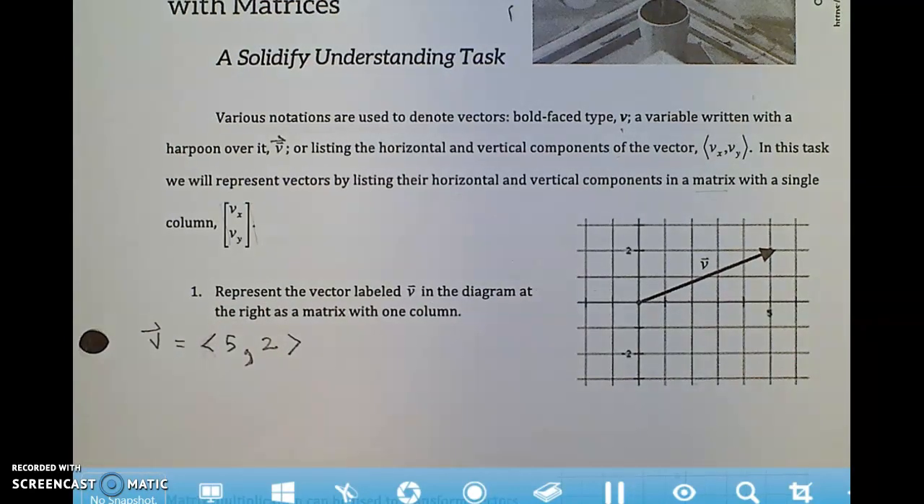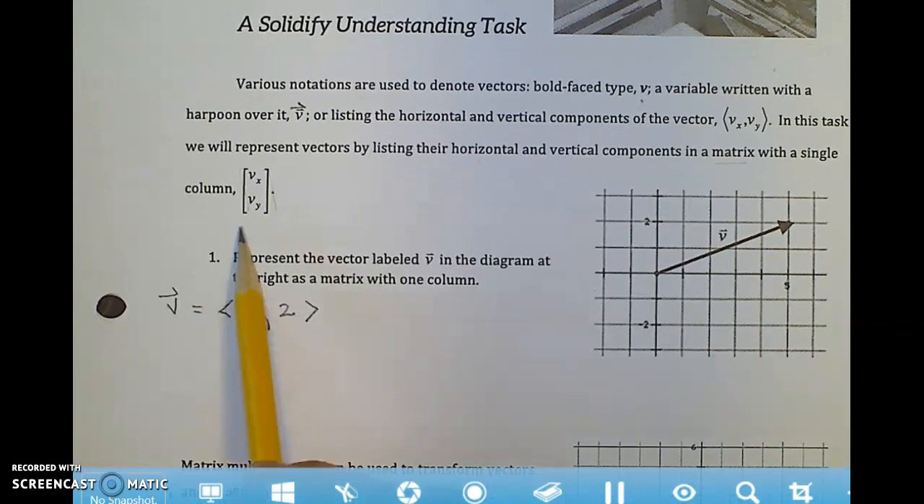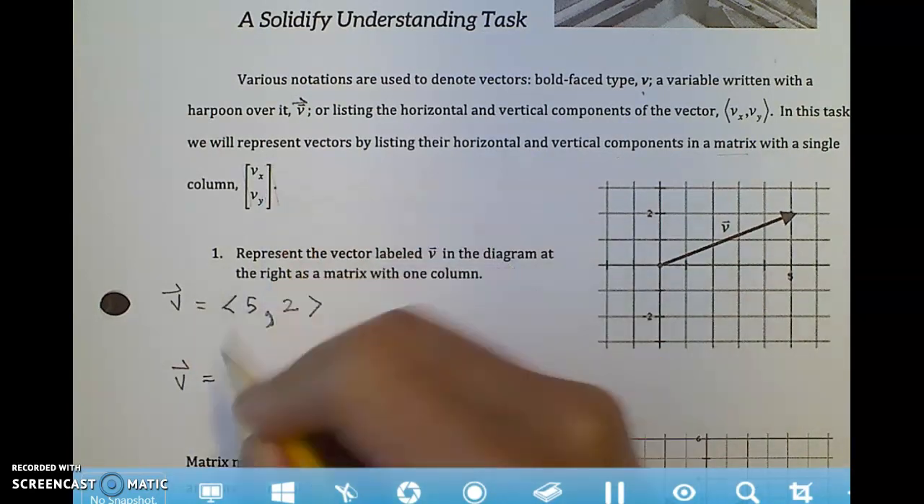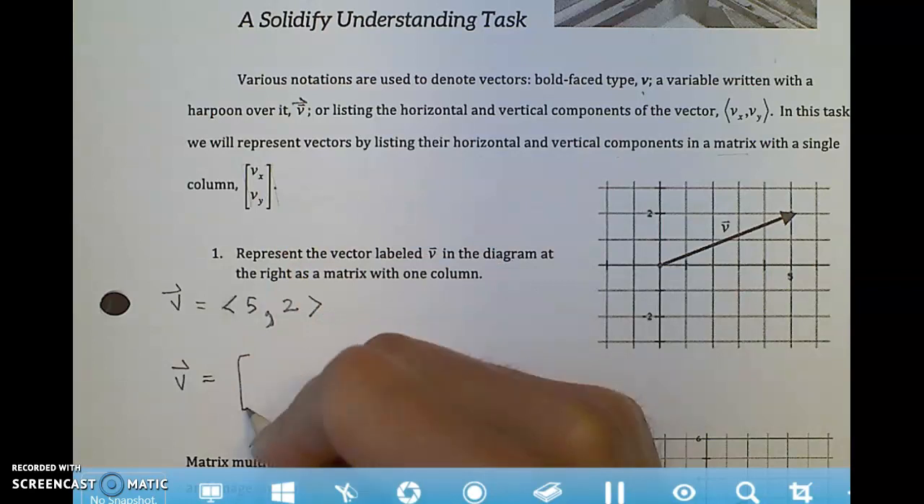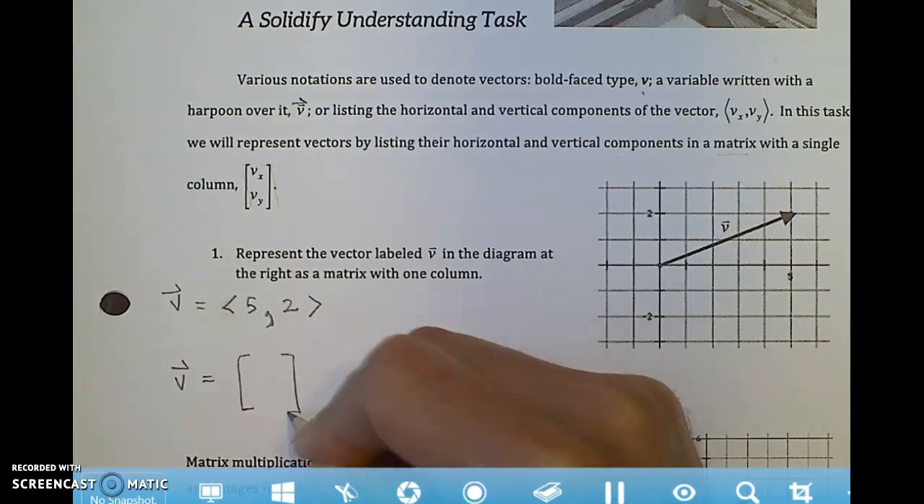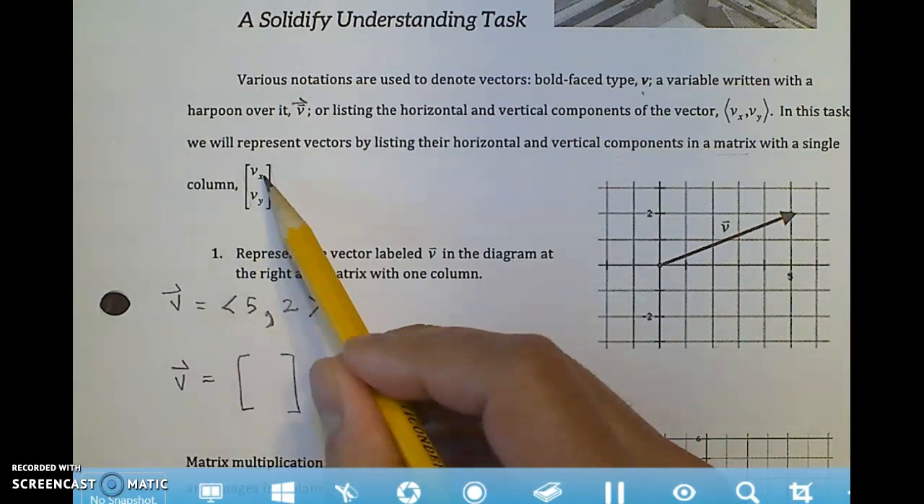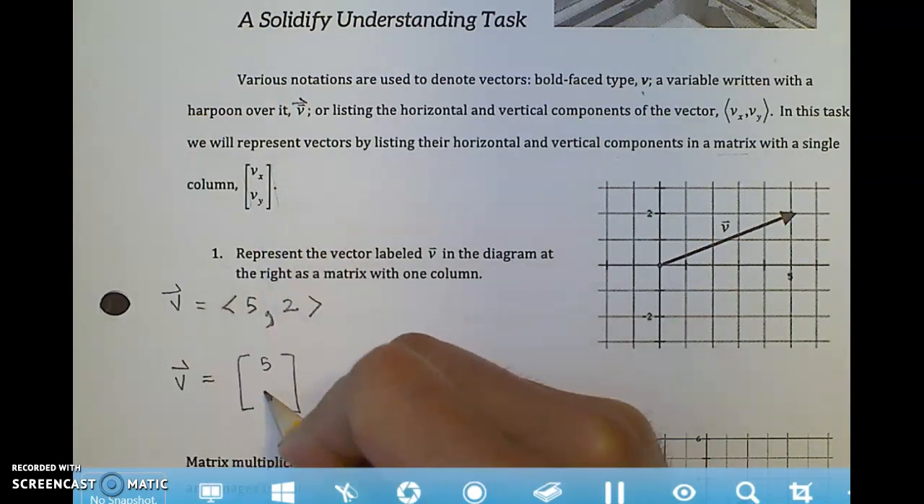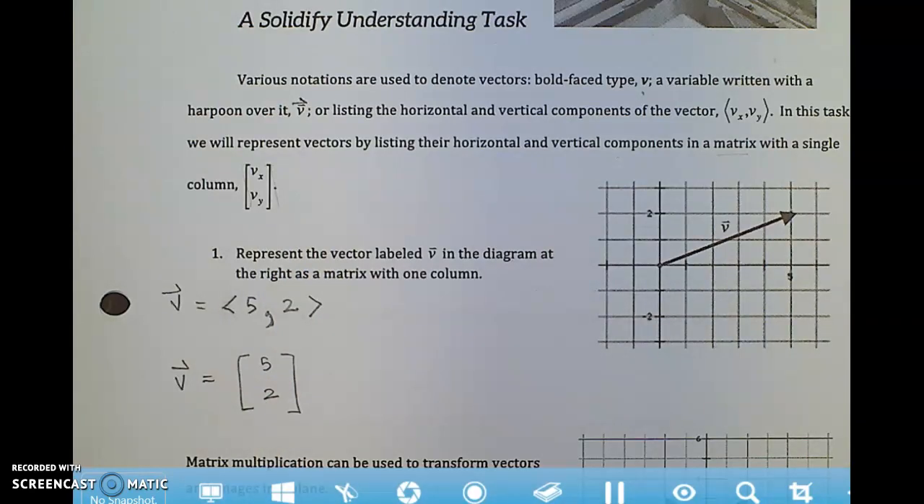Now we're going to rewrite this vector as a matrix. So vector V as a matrix: we're going to use the matrix grouping symbols, the square brackets. Again it's horizontal first and then vertical, so 5, 2. Here are the traditional horizontal and vertical components of a vector, and here it is written as a matrix.